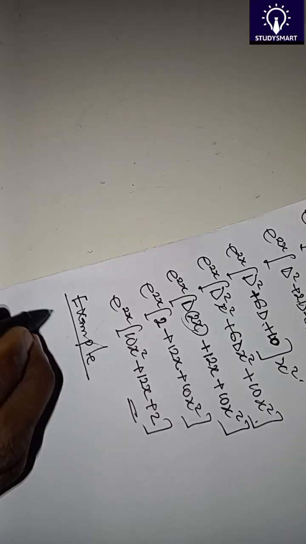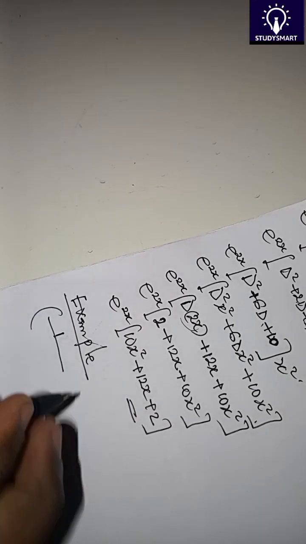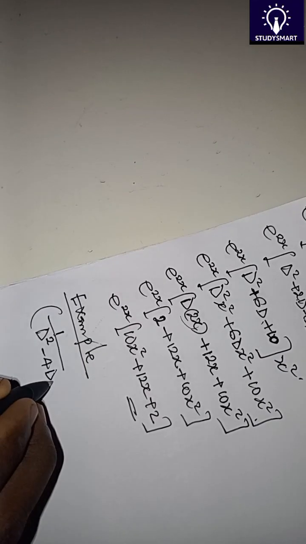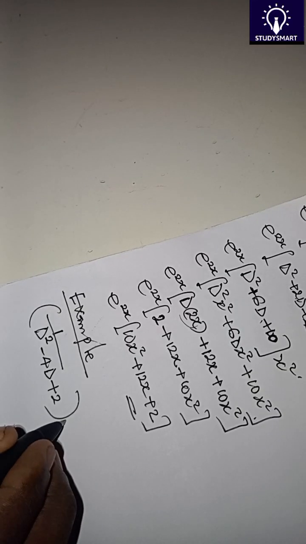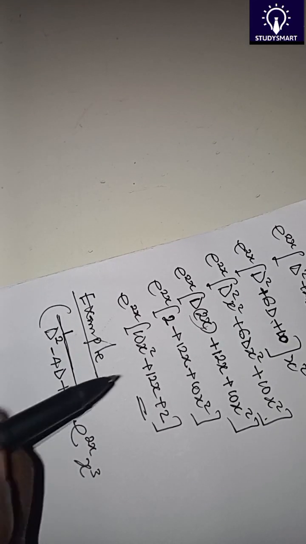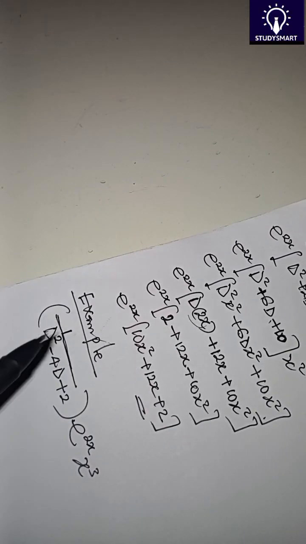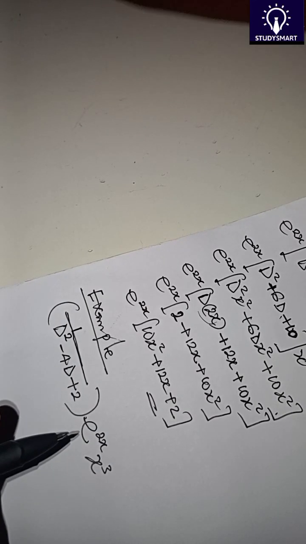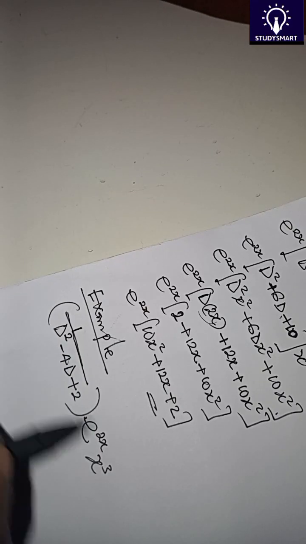Let us just say the inverse of D squared minus 4D plus 2. So let us have this. Then let's have the functions exponential 2x, then maybe x to power 3. Let us solve this using the same approach we used initially. But at the end product, you are going to be having the inverse of the D operator so that we can integrate. So firstly, if you see such kind of question, how do you tackle it?